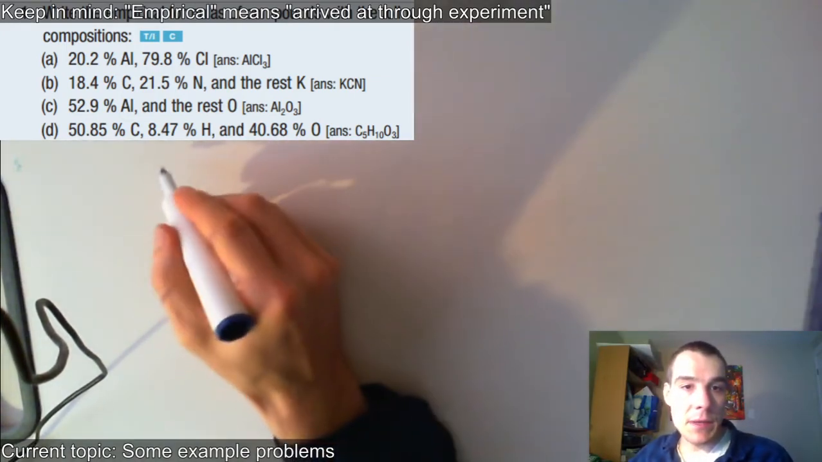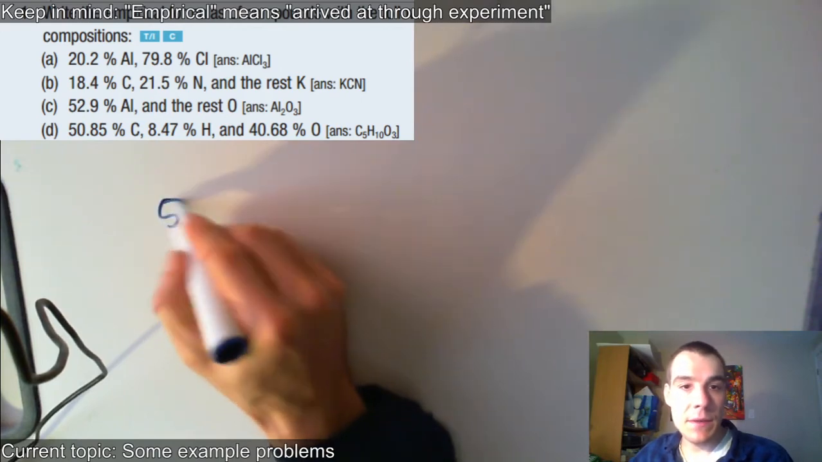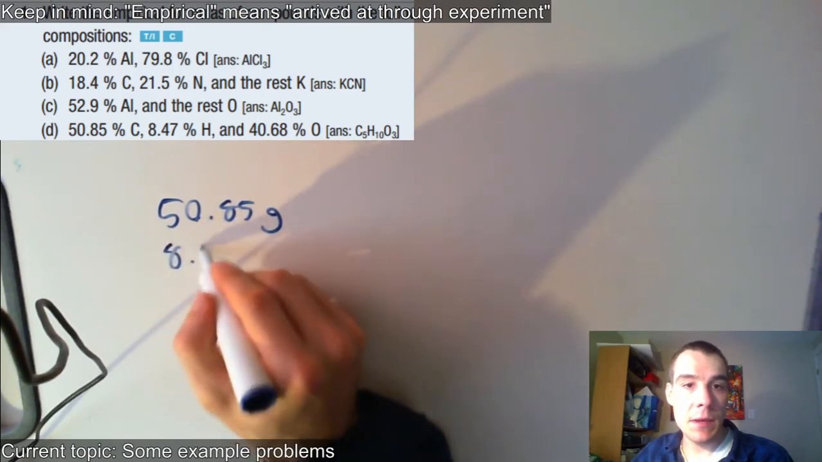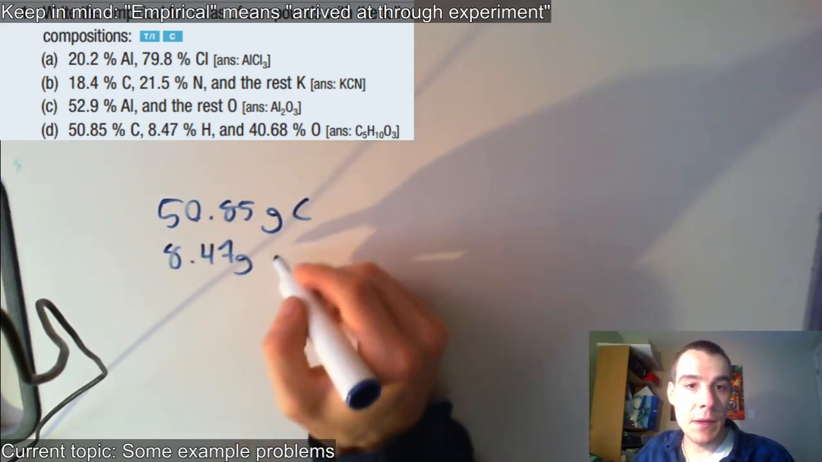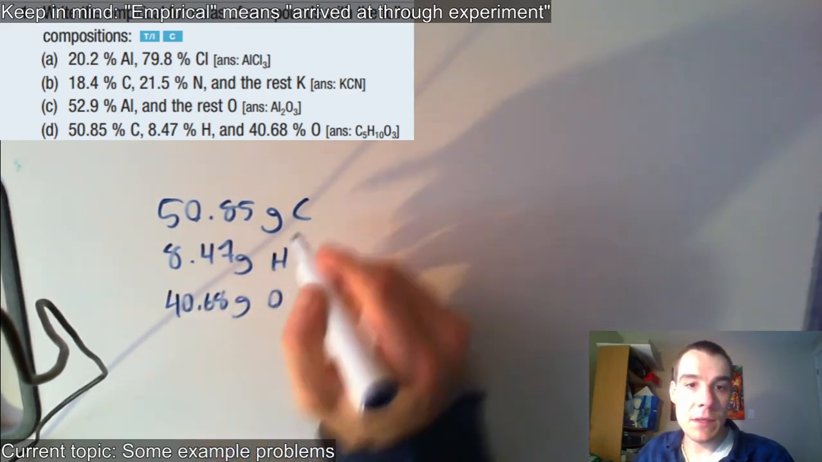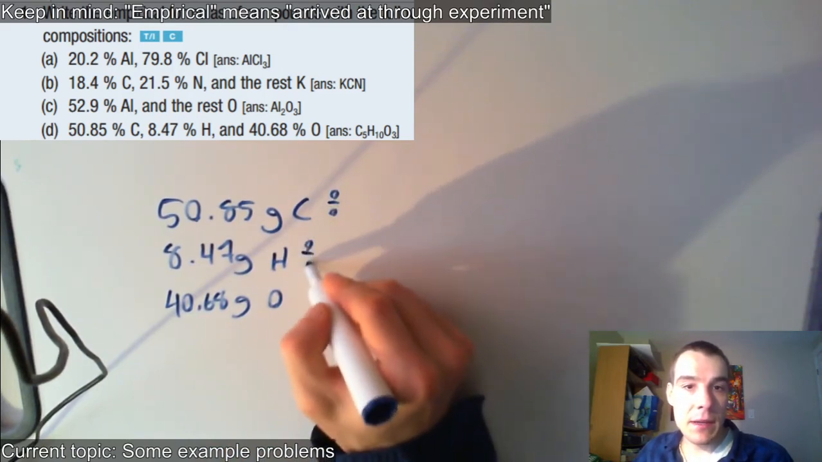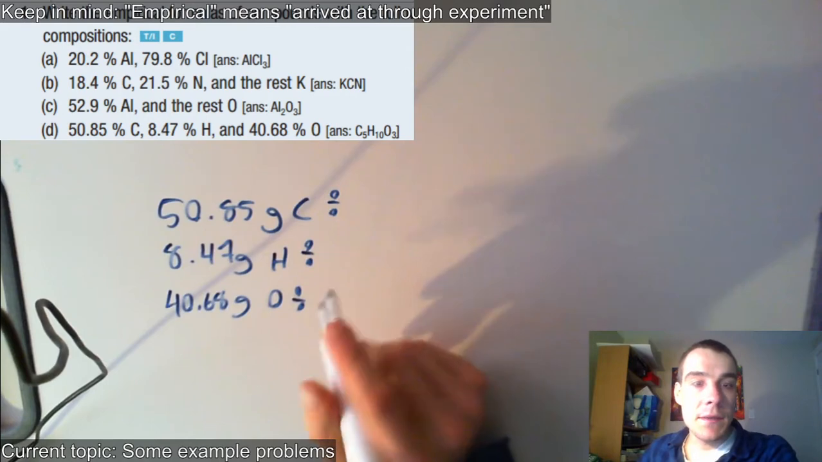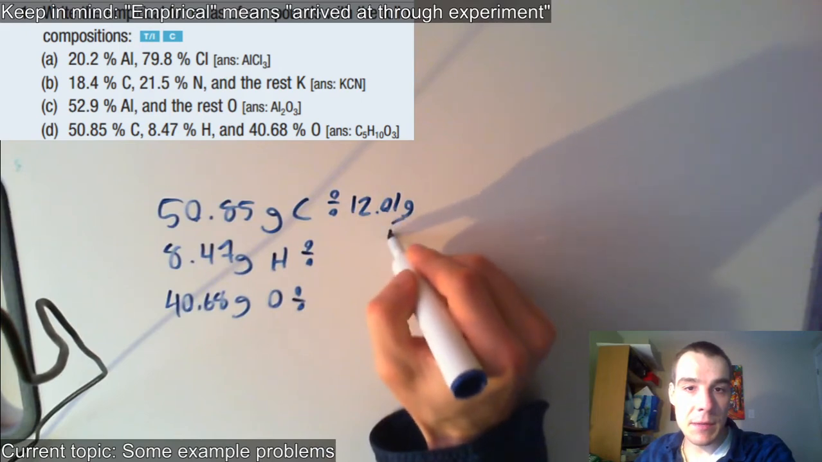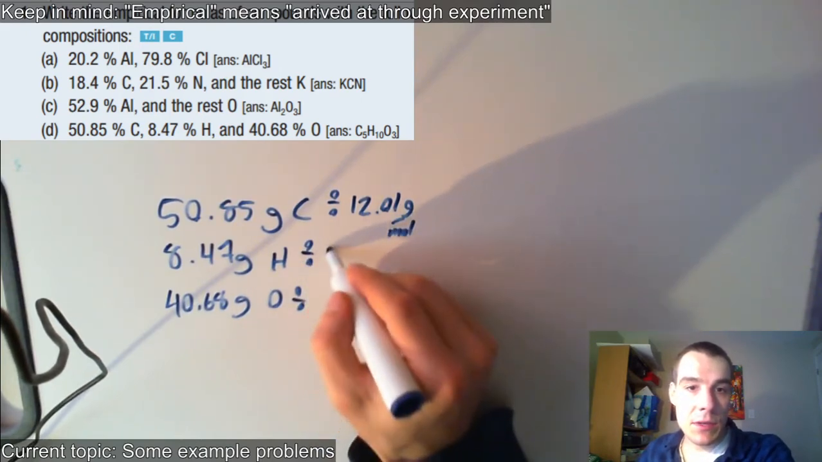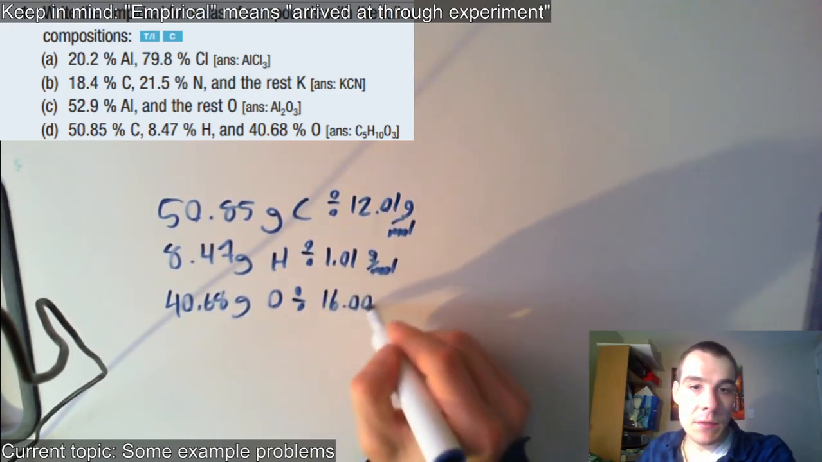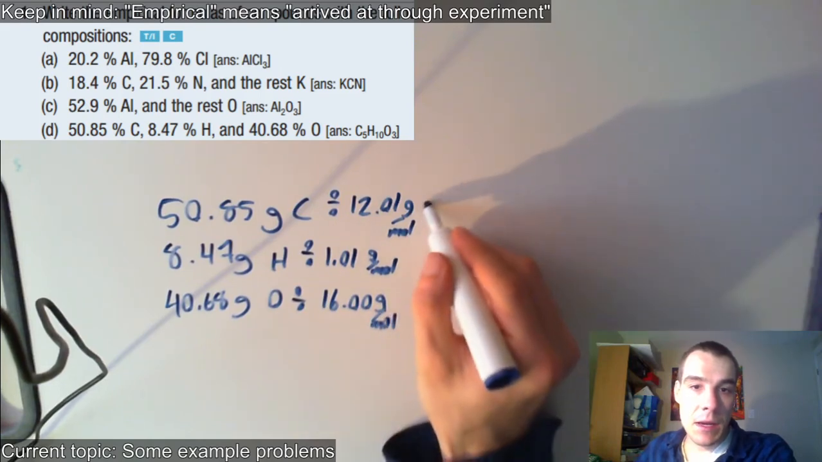So 50.84, I'm just going to go grams because they give us all of it. So 50.85 grams, so remember that trick, percent to grams, 8.47 grams. So that's carbon, that's hydrogen, and that is oxygen, 40.68 grams of oxygen. We are going to divide that by the molar masses of each of these. So carbon is 12.01, that's what it says on my periodic table. Hydrogen is 1.01, and oxygen is 16.00. I'll get my moles.